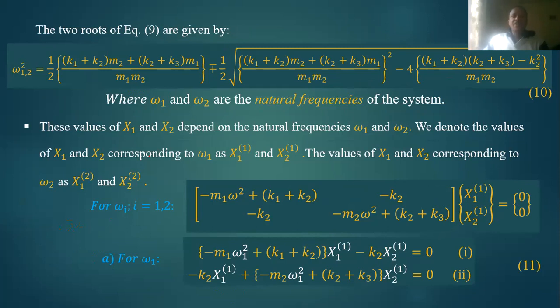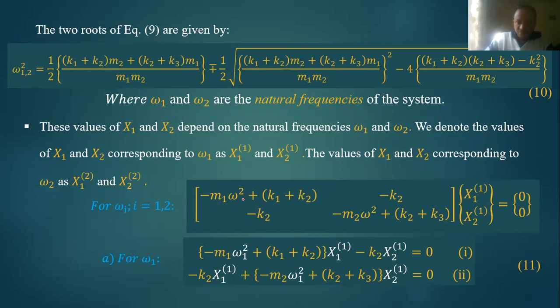Substituting the values of omega 1 and omega 2, we can find the amplitudes of the motion in the first frequency and the second frequency. So x1 of 1 and x2 of 1 are the amplitudes of motion in the first mode of vibration, and x1 of 2 and x2 of 2 are the amplitudes of the second mode of vibration. In order to get this, for omega 1, we substitute in the general equation. This is the general equation given above.